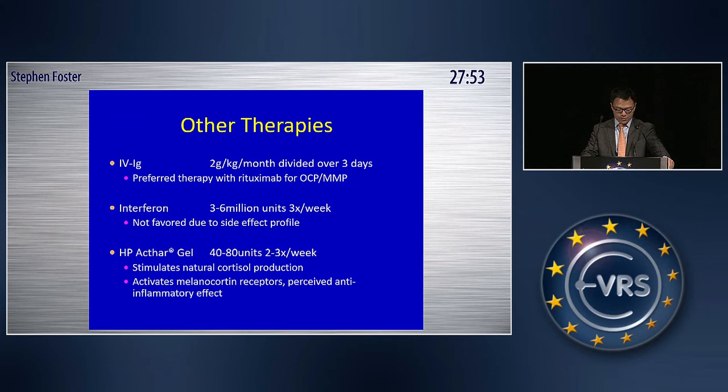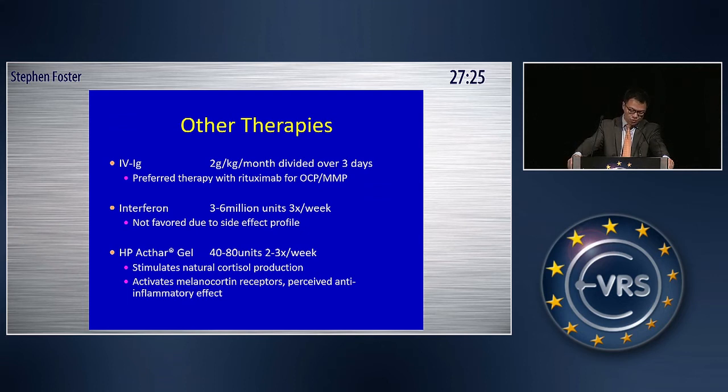Now, the other therapy, you're talking about IVIG, that's usually cumbersome, very expensive. It's a once a month infusion, but you're doing it over 3 days. So it is our preferred therapy for patients with very severe ocular cicatricial pemphigoid in combination with rituximab. Interferon, again, good success in Behçet's and people with MS-related uveitis. But we don't really use it just because there's a lot of side effects, flu-like symptoms patients can get.